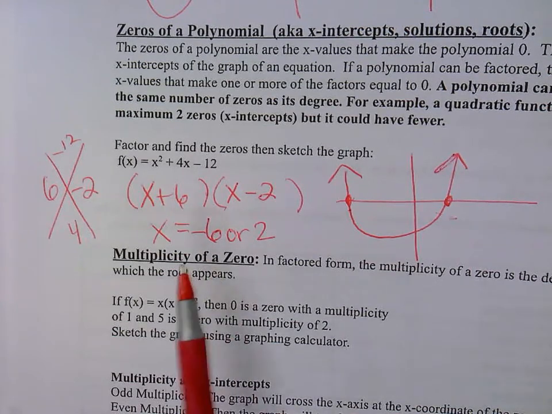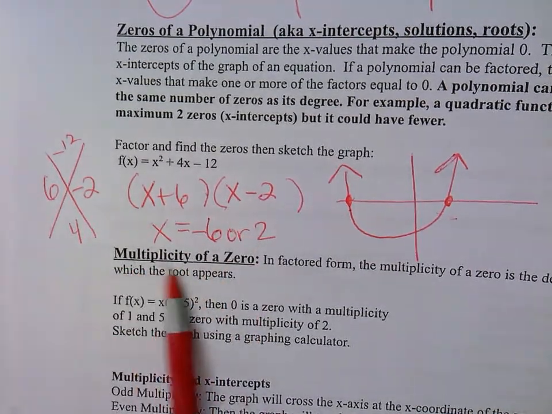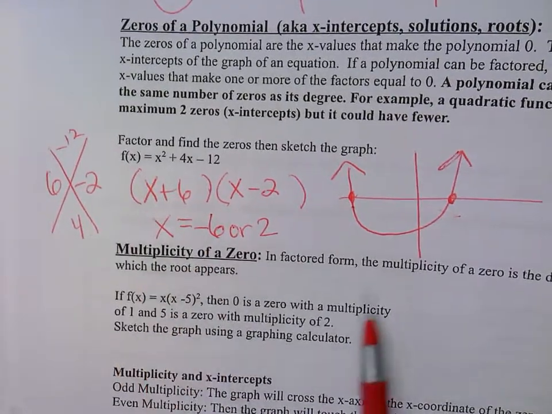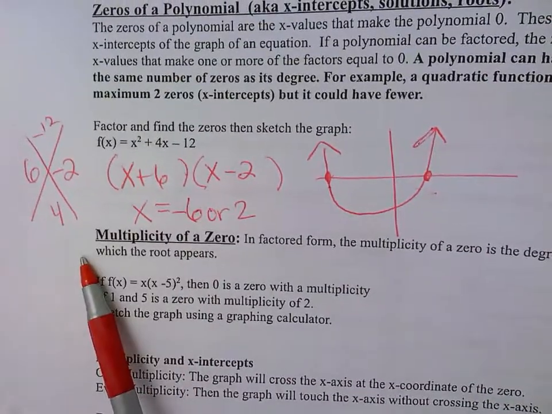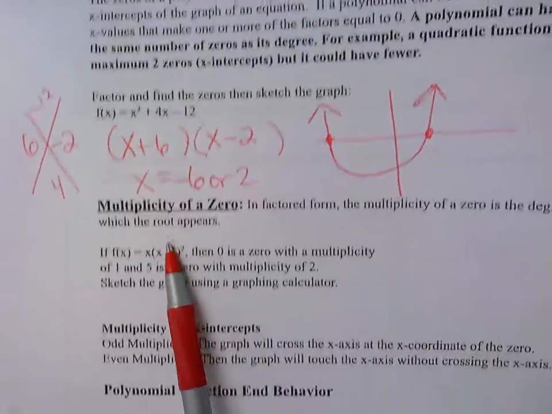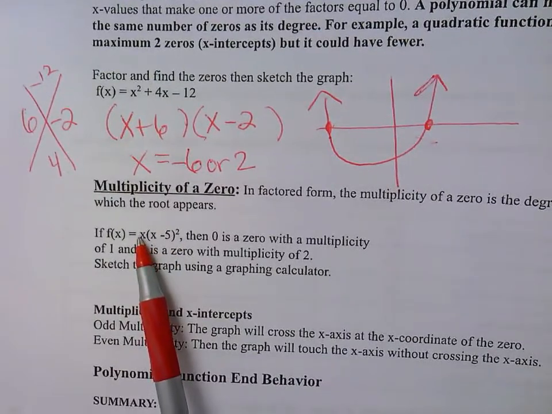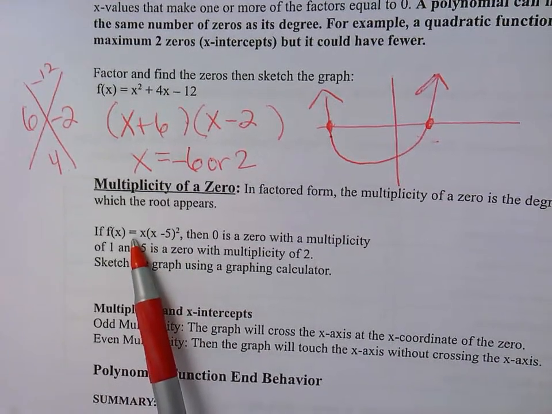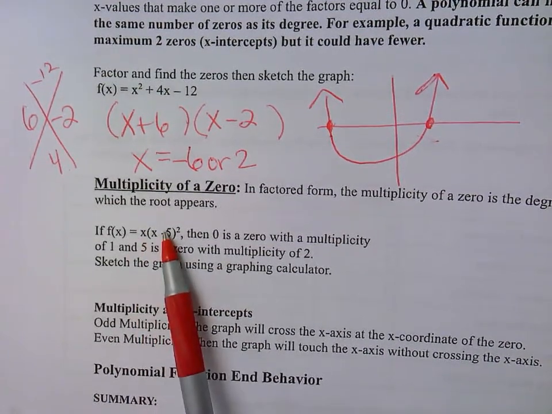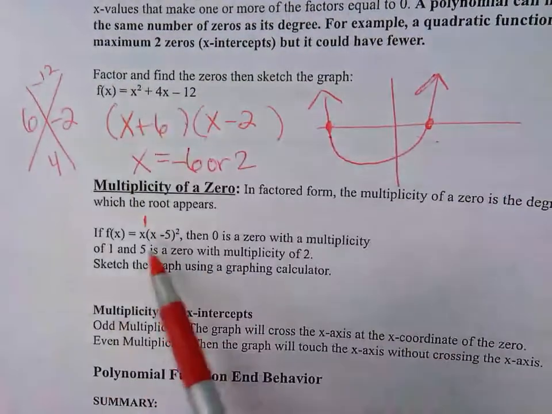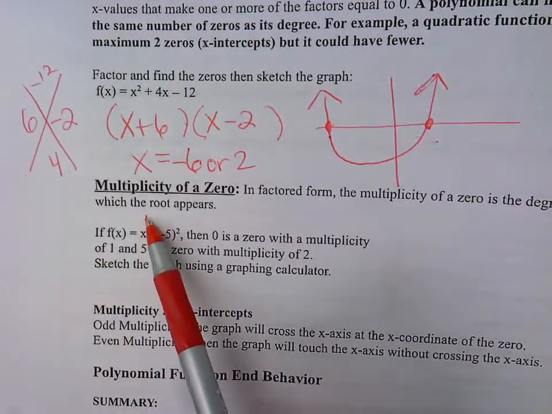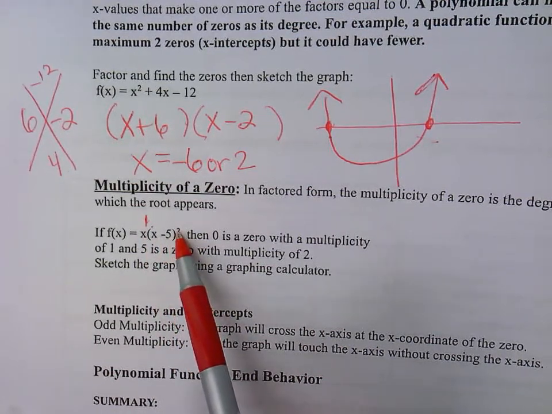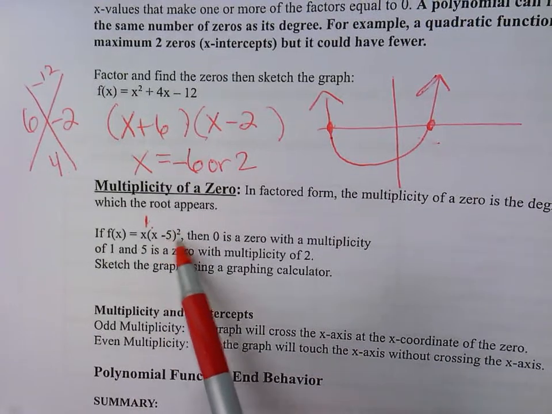So once you have your zeros, you're going to determine their multiplicity. So that's another important term for polynomial functions. So the multiplicity is just the degree of the root. So here's an example of a polynomial, x times x minus 5 squared. So you've got two separate factors, the x and the x minus 5. So the x has a multiplicity of 1 because x to the first power is just showing up once. X minus 5 has a multiplicity of 2 because it's x minus 5 times x minus 5.